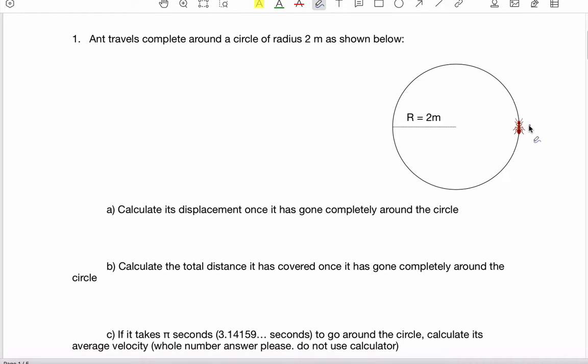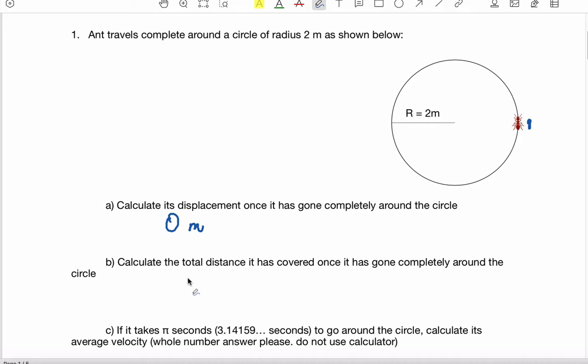So for part A, the ant starts here and ends here. And so what that means is the displacement is 0 meters. Now let's get the total distance that the ant covers, and that's going to be the entire circumference.